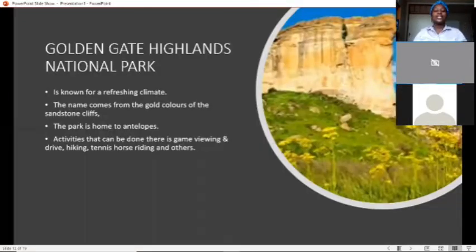And then the second one is the Golden Gate Highlands National Park. It is known for its refreshing climate. As you can see in the picture, the yellow flowers, just imagine the scent there, right? The golden colors in the name come from the sandstones and cliffs. As you can see from that picture, it is not just one color, it is different colors, right? Can you see a little bit of gold there?